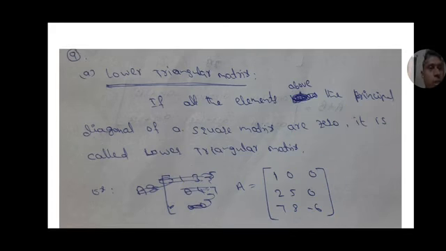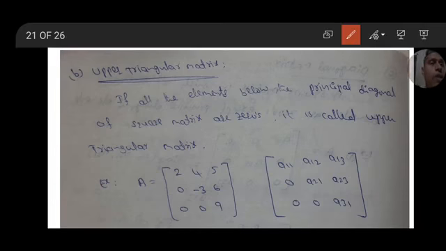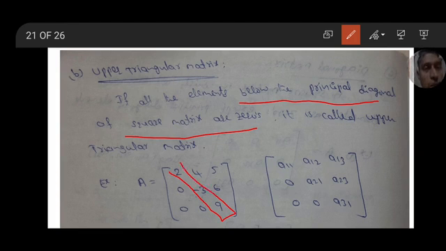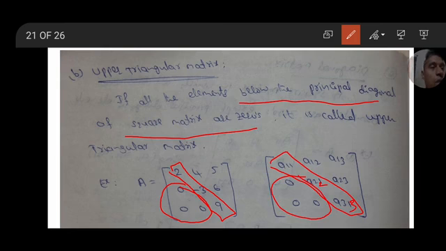Next, upper triangular matrix. If all the elements below the principal diagonal of a square matrix are zeros, then it is called an upper triangular matrix. In the example, below the principal diagonal the elements are 0, therefore it is upper triangular. In the second example, the principal diagonal is a11, a22, a33, and the elements below it are zeros, therefore it is an upper triangular matrix. Okay, next.